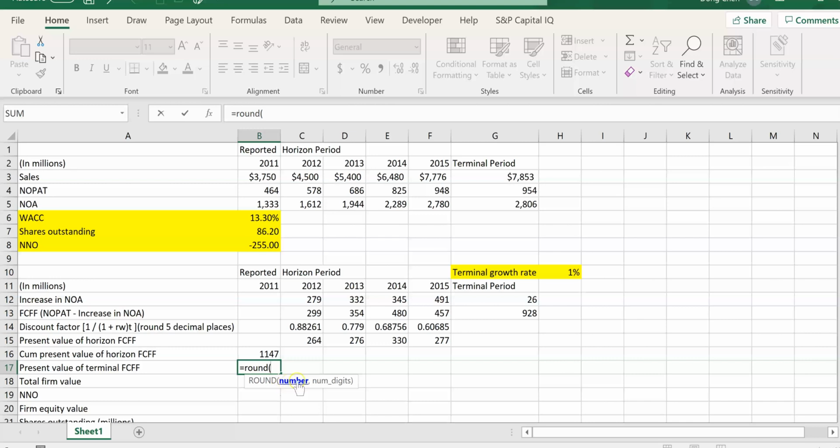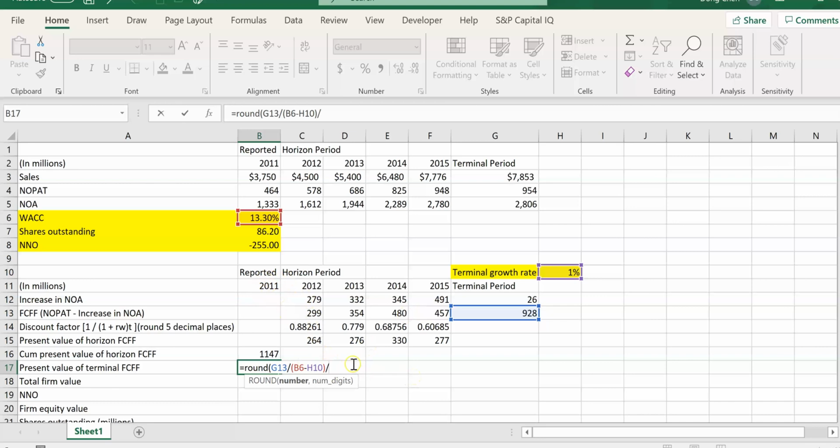So round, and then I need to calculate the present value of the terminal FCFF. First, the FCFF at the beginning of the terminal period is this 928. So that's my numerator, and my denominator will be the difference between WACC and my terminal growth rate, right? But so far, this present value is in terms of the ending period of the horizon period, which means it's at 2015. But what we need is the present value in terms of 2011.